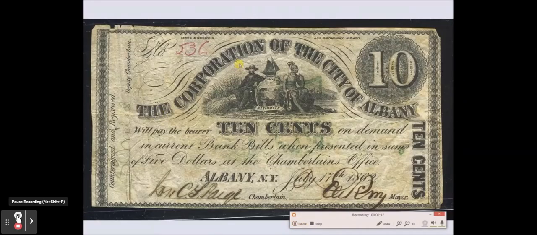So this is the Corporation of the City of Albany, which is in New York, and this is 1862. This is for small change. This is for 10 cents. So I guess I'm answering my own question, but I'm guessing that the Legal Tender Act of 1862 didn't necessarily eliminate the ability for local banks to produce their own paper currency, but at least it allowed the United States, maybe Treasury, to print their own banknotes and have them not redeemable in specie like gold or silver.